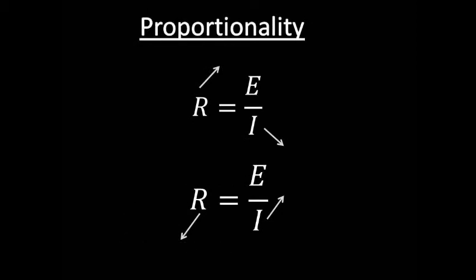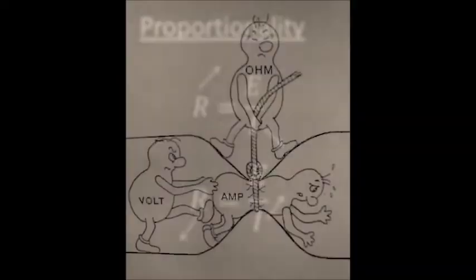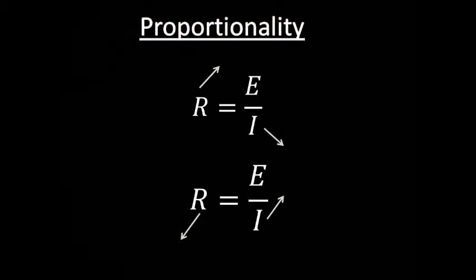The resistance is directly proportional to the voltage and inversely proportional to the current, meaning when the resistance increases, the current decreases, and when the resistance decreases, the current increases in value. This can be proved mathematically with some examples.